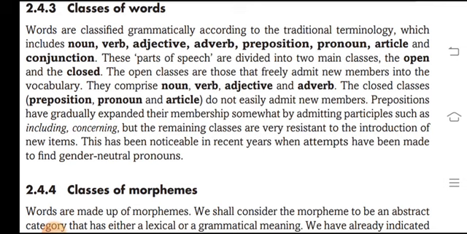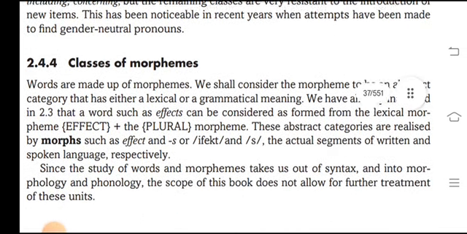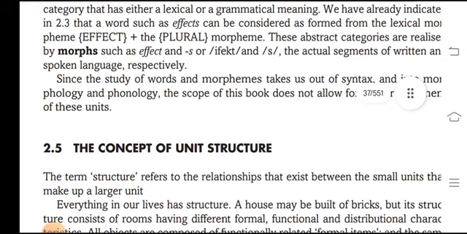The closed classes, the prepositions, pronouns and articles, do not easily admit new members. Prepositions have gradually expanded their membership somewhat by admitting participles such as including, concerning, but remaining and the closed classes are very resistant to the introduction of new items. This has been noticeable in recent years when attempts have been made to find gender neutrality.